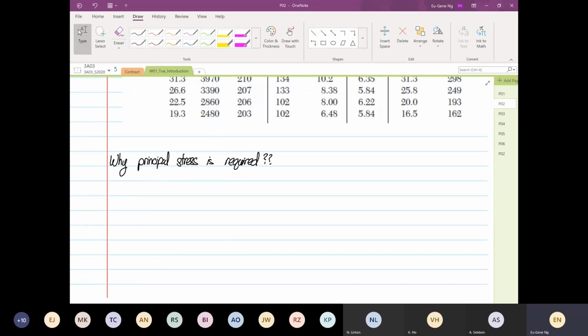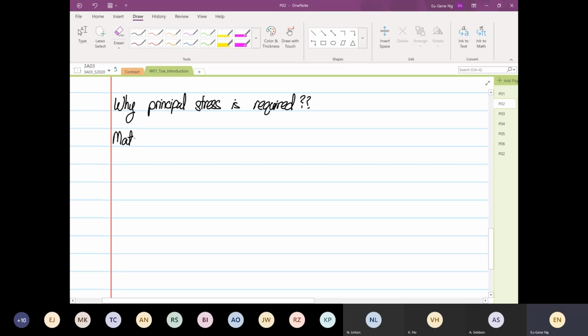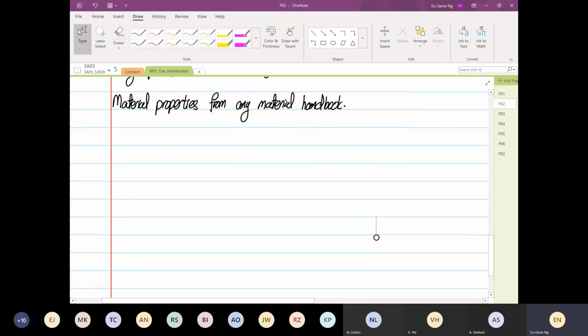Now, why is principal stress required? If you look at material properties from any material handbook, if we go back to fundamentals again, we look at our stress strain curve. So this is our strain, this is our stress, then we have a linear relationship, we do a drop, and then we go here. So we carry out tests, experimental work or experimental tests.